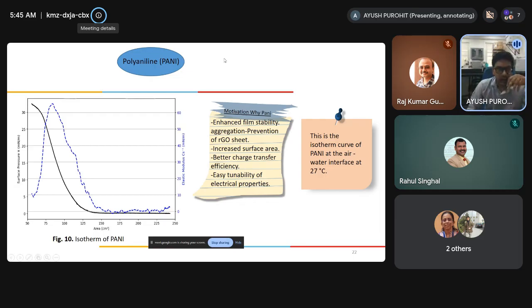So this is the pi-A isotherm, that is surface pressure and area isotherm, of the polymer, that is called polyaniline. Here we recorded this at 27 degrees Celsius.